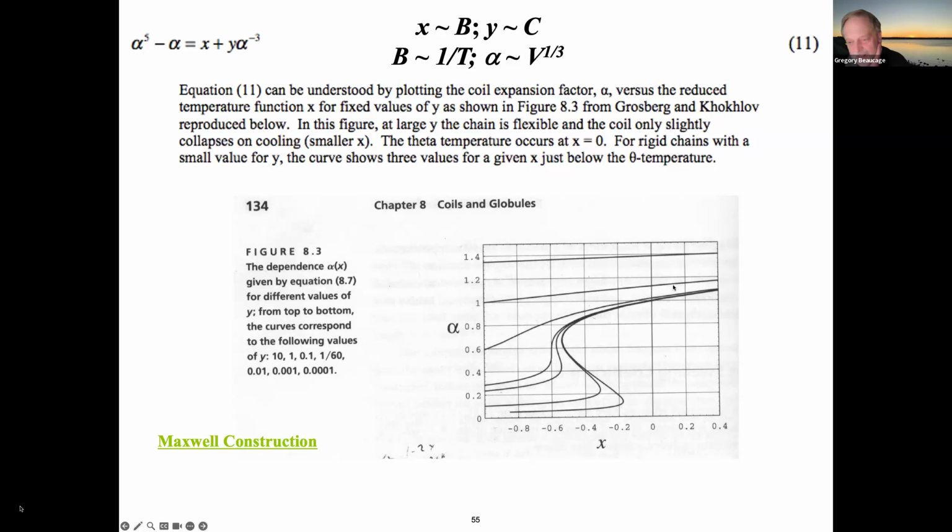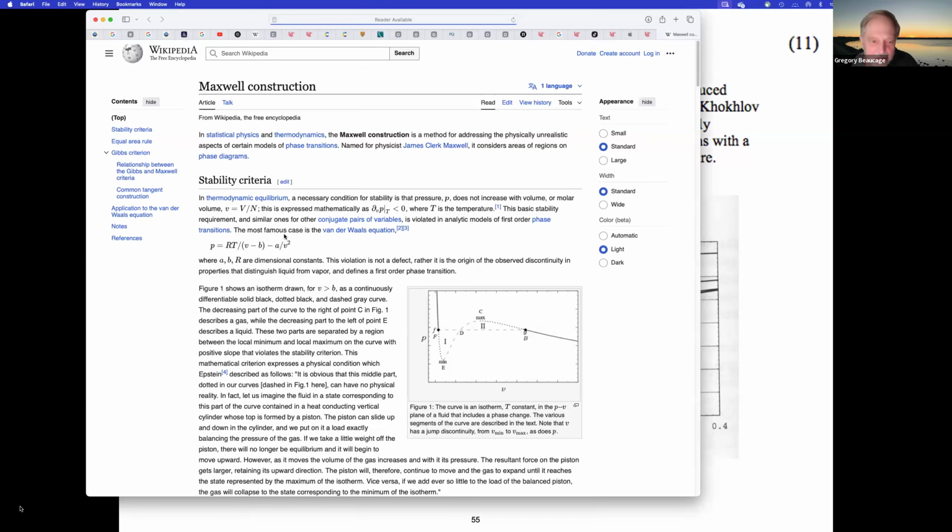So this kind of behavior where you have a continuous region and a kind of squiggly thing. For one fixed value of temperature, which is x, say the black line is a certain y. You have a value here, a value in the middle, and another value here for alpha. You have an expanded coil, close to a Gaussian coil, and a totally collapsed coil in equilibrium with each other, right? That was seen before in the Maxwell construction, which you may have heard of.